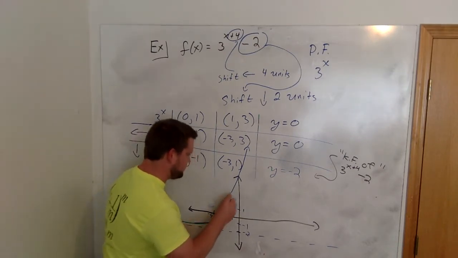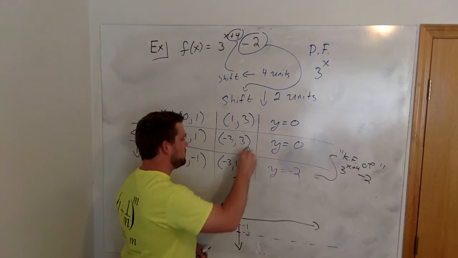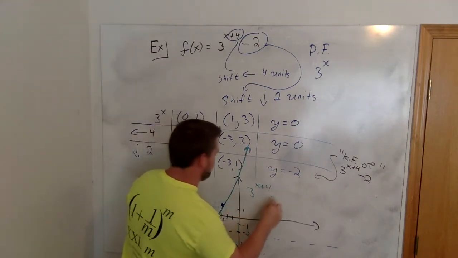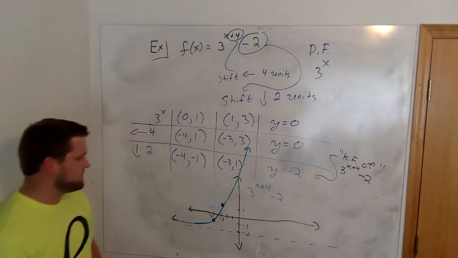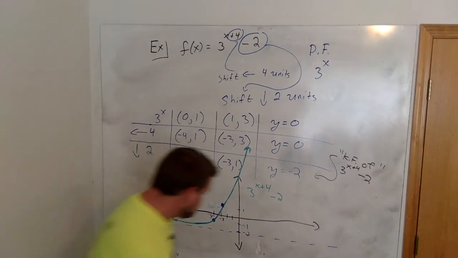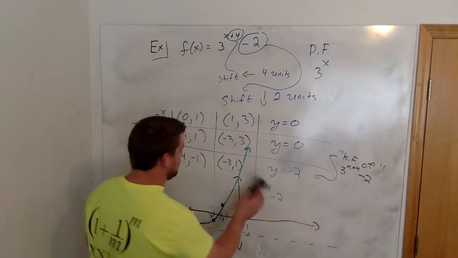So here we have the graph of 3 to the x plus 4 minus 2. And there we have it. Here's the graph. Okay, let's go ahead and do another example. I'm going to go ahead and erase what we have here.